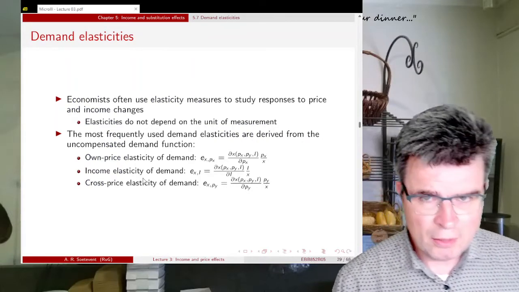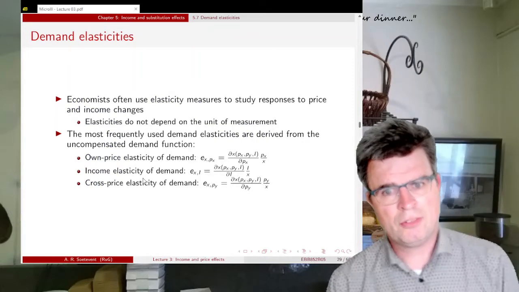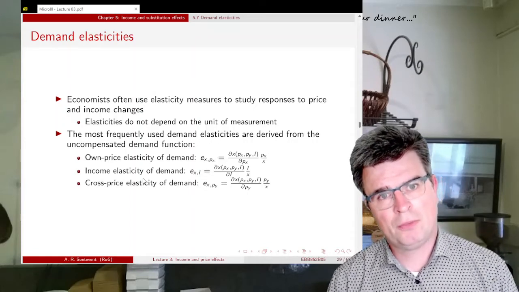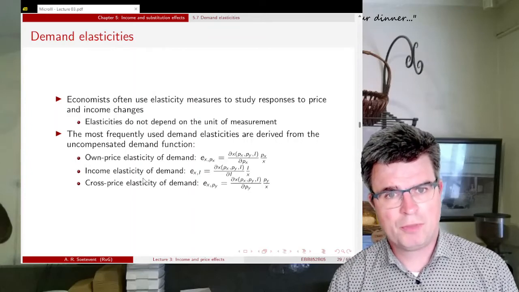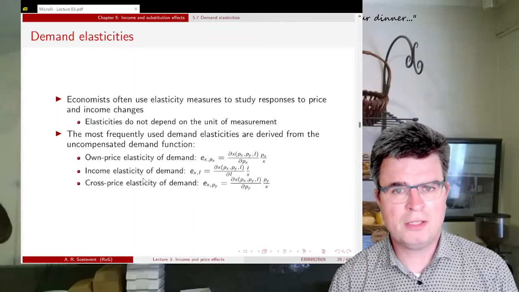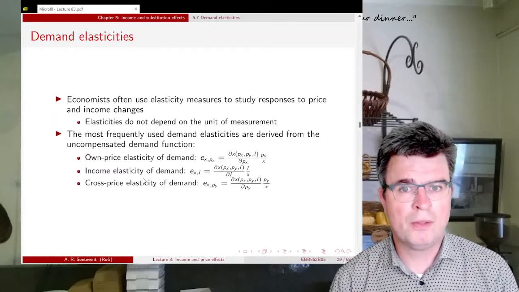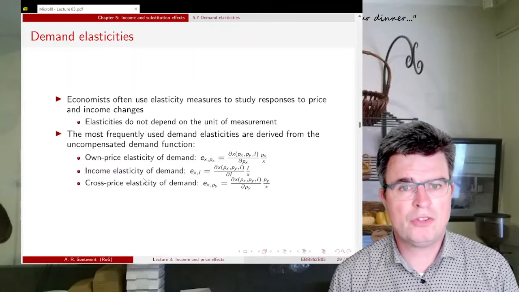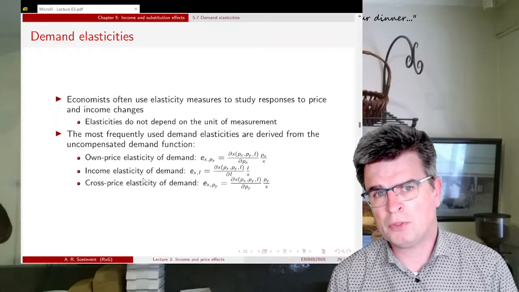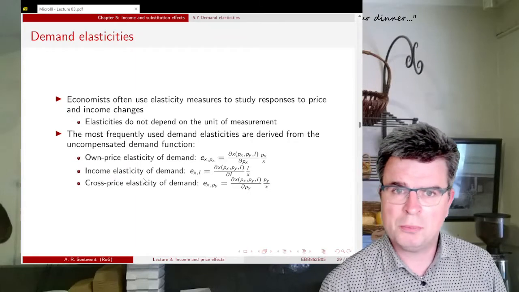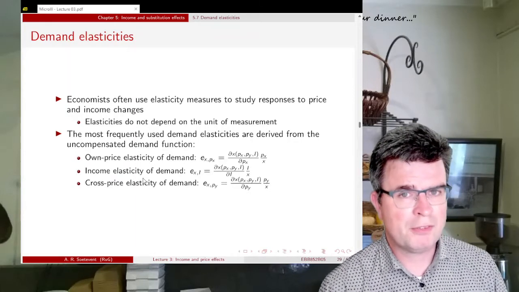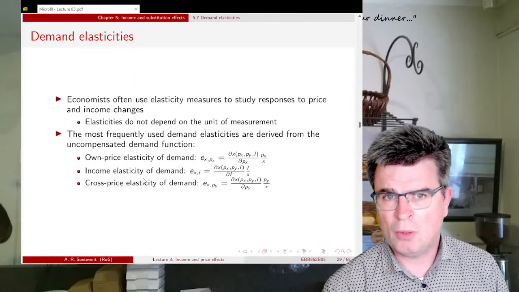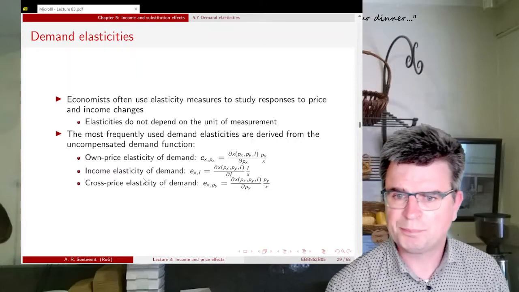Economists like elasticities, and they often use elasticities in order to express how demand responds to price changes. So why this love for elasticities? It is because elasticities do not depend on the unit of measurement. It gives you the percentage change in the quantity demanded given the percentage change in price. And it doesn't matter whether you express the price in euros or dollars, and it doesn't matter whether you express demand in kilograms or grams or tons.